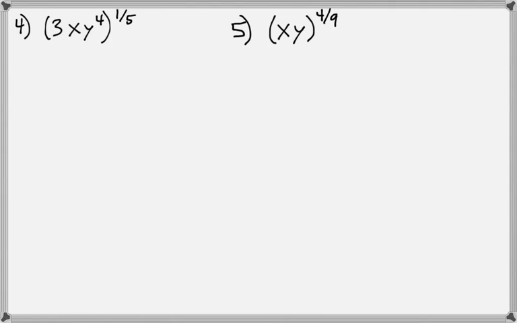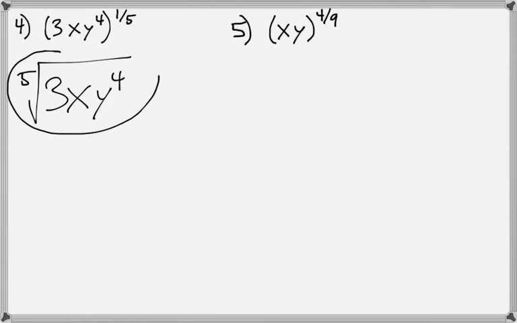On number 4, we are converting this to a radical expression. So the 3x y to the fourth, this is all within the parentheses, and the 1/5 power is applying to it. So it's going to be the fifth root of 3x y to the fourth. So all of those need to be underneath the radical of the fifth root.